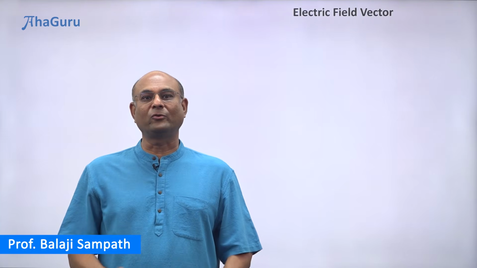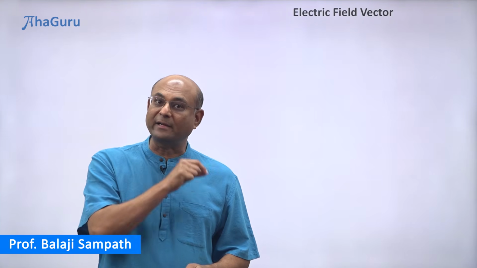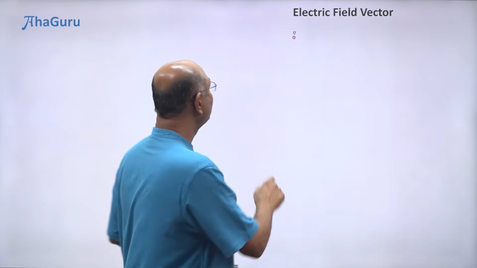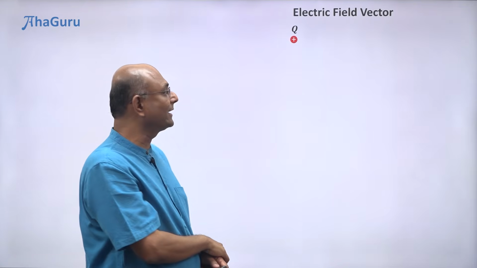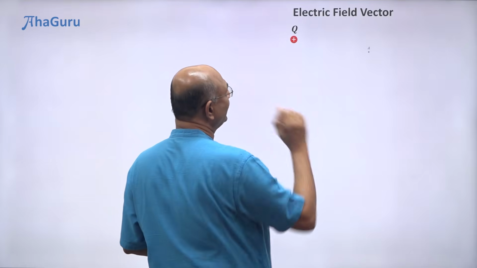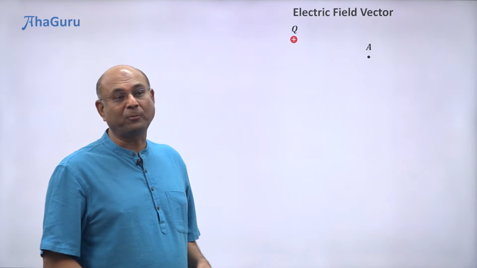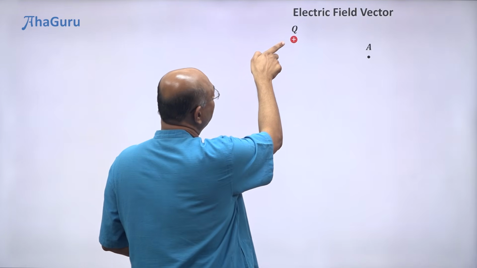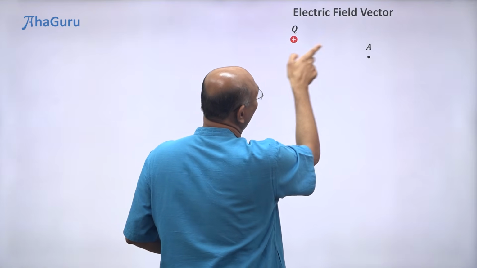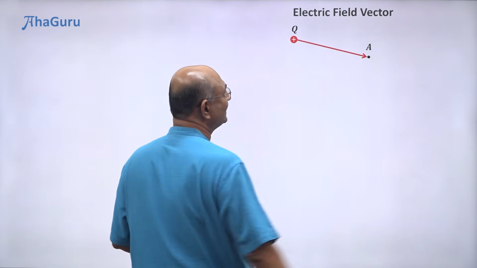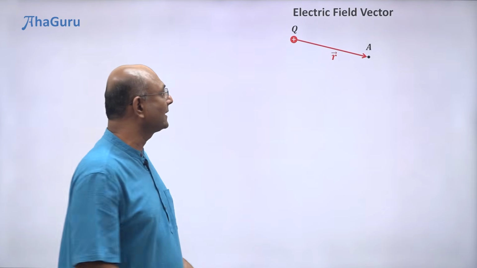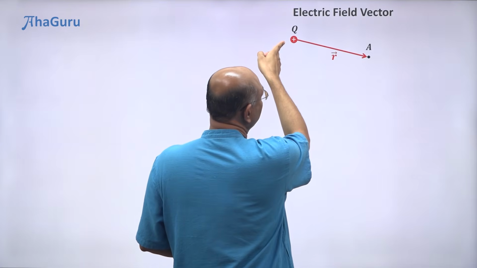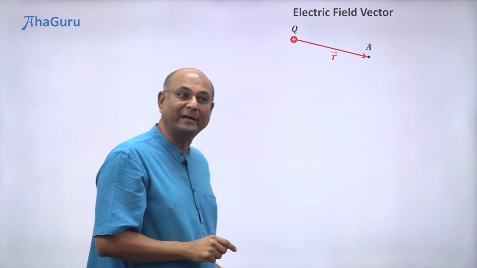Let us now see how to write the electric field due to a point charge in its vector form. Let us start with this plus charge here. I want to find out what is the electric field due to this charge at point A. From the source charge to the point we are interested in, let us draw this arrow, the r vector. So the r vector is always from the source to the point that we are interested in.